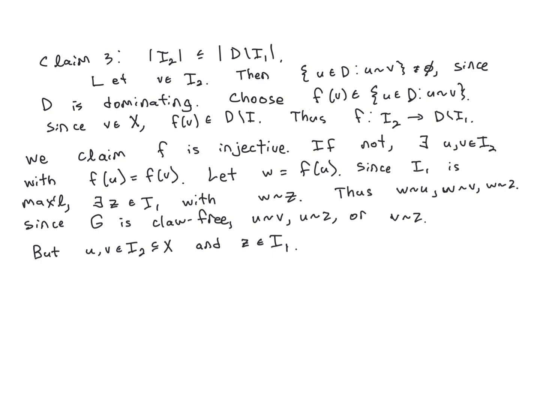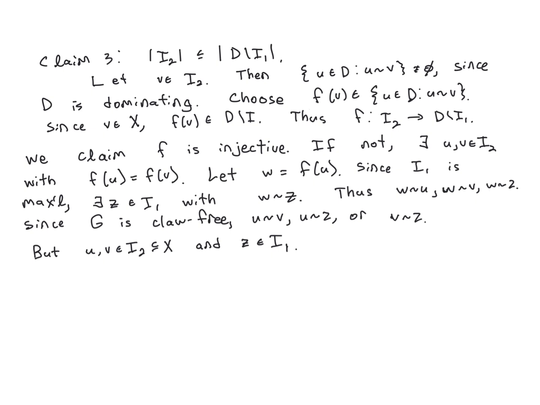Next, we want to show that the size of I2 is at most the size of D take away I1. So we're going to do this by constructing an injective function. So let's take a vertex v in I2. Since D is a dominating set, there must be vertices in D that are adjacent to v. So this set must be non-empty. Let's take f of v to be some element in this set. So it's a vertex of D that's adjacent to v.